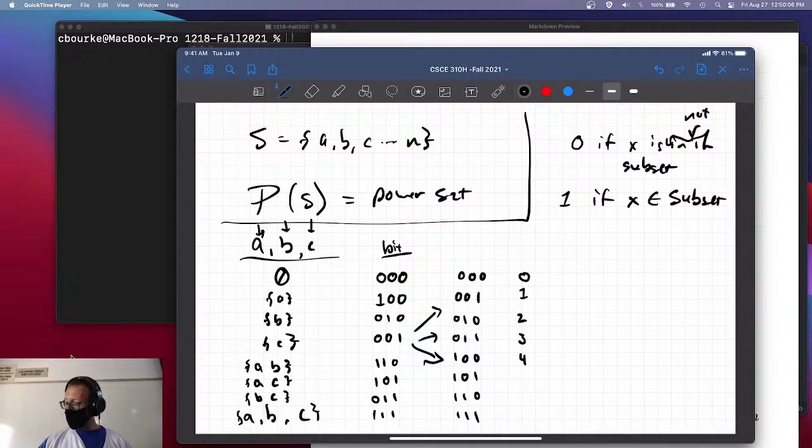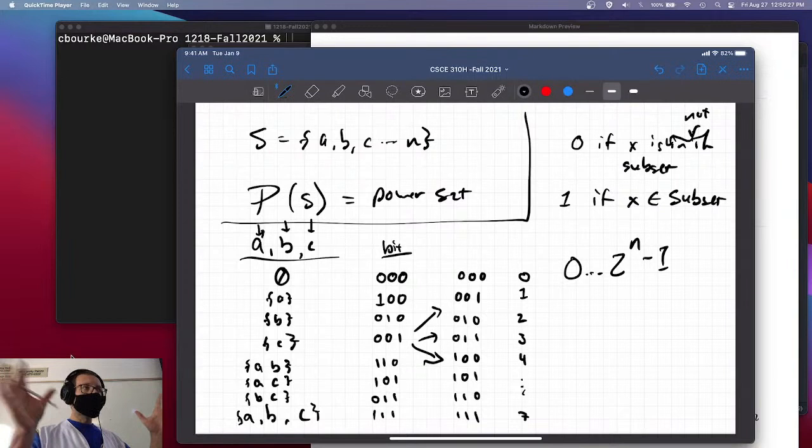So what's one easy way of generating every single possible subset? You count, right? Count from 0 up to 2 to the n minus 1. Generate, then convert that to binary, and then use that bit vector string in order to build your subset. That's if you wanted to generate them all.